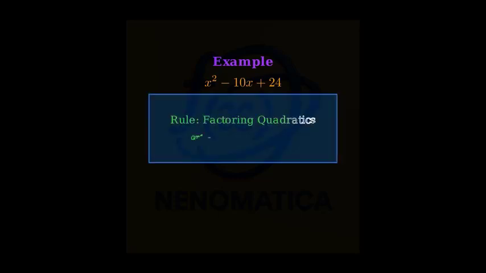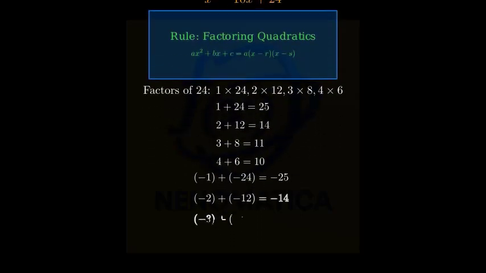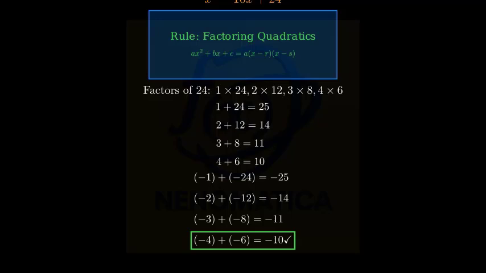To factor this expression, we need to find two numbers that multiply to give 24 and add up to negative 10. Let me show you how to approach this systematically. We need the sum to be negative 10, but all these pairs give positive sums. Since we need a negative sum, we should consider negative factors. Since 24 is positive, both factors need to be negative to give a positive product.